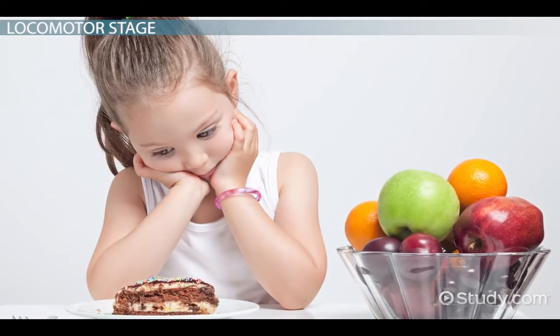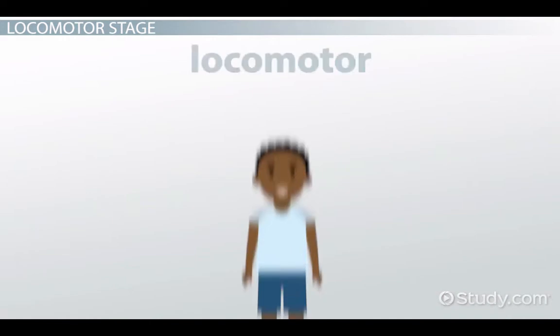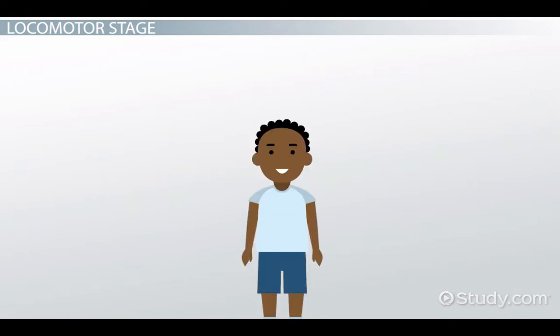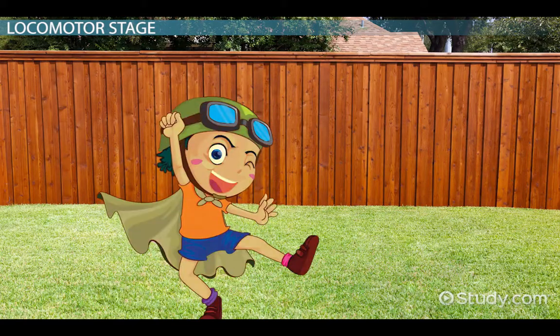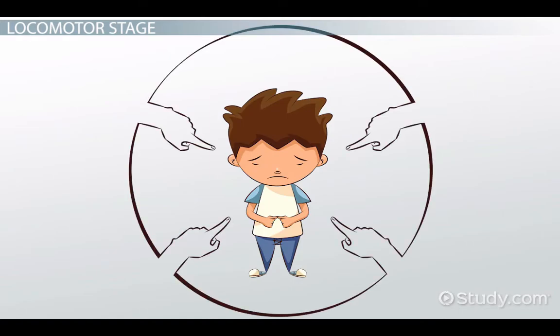A related conflict between initiative and guilt defines the next stage, the locomotor stage. Children in this stage, between the ages of 3 and 6, need to develop initiative, or independent decision-making, about planning and doing various activities. If they are not encouraged to do this, or if their efforts are dismissed, they may learn to feel guilt instead about their desire for independence.